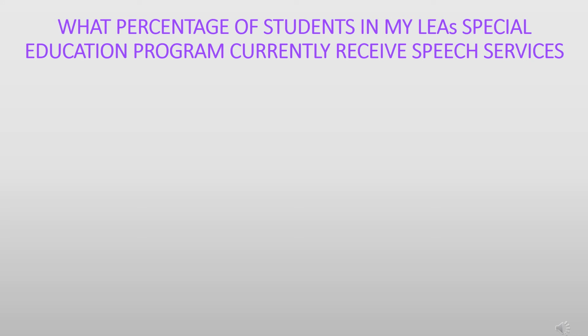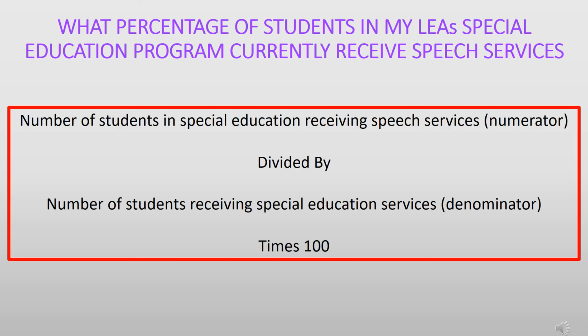Let us look back at question 2, which asked, what percentage of students in my LEA's special education program currently receive speech services? To answer this question, we would need the number of current students in special education receiving speech services, which is the numerator, and the number of students receiving special education services, which is the denominator. To determine our percentage, we will look in the student management system using the advanced search function. From the previous example, we already know the denominator, but we will go through the process again.